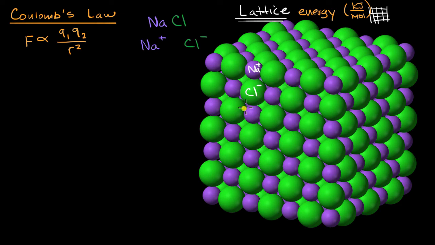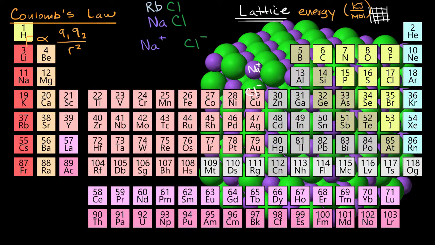Now, I want you to think about something. What's going to have a higher lattice energy? Would it be sodium chloride, or let's pick something else? Let's say we had rubidium chloride. Which is going to have a higher lattice energy? What's going to take more energy to pull the ions apart? And I'll give you a hint with this periodic table of elements.